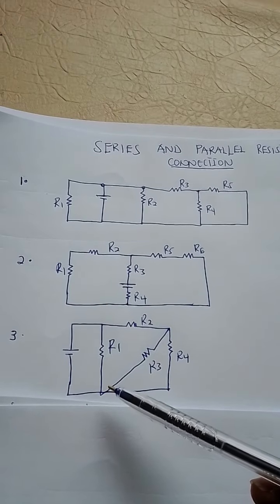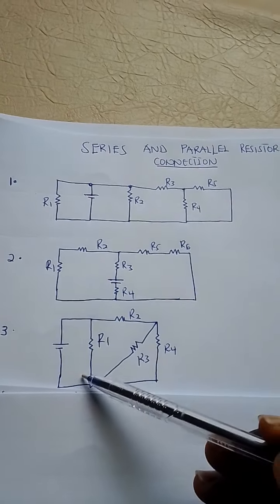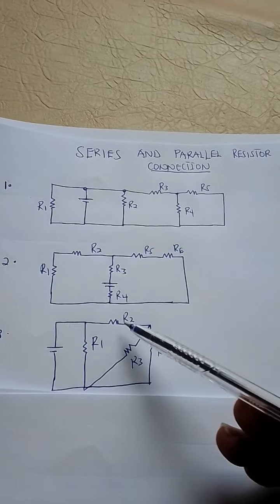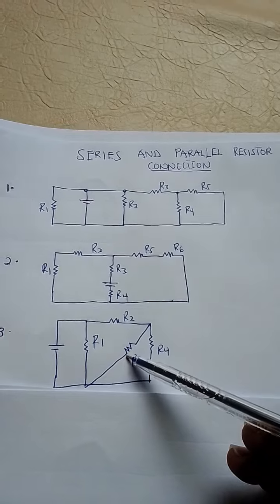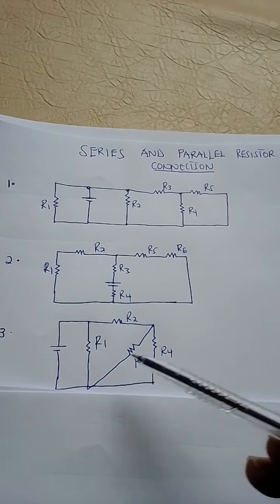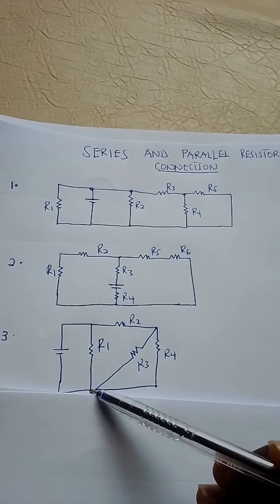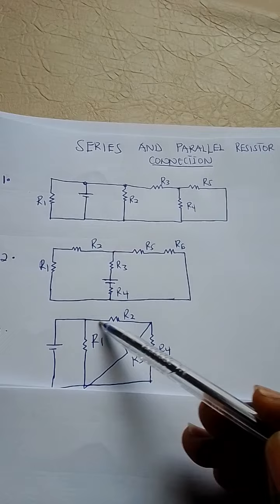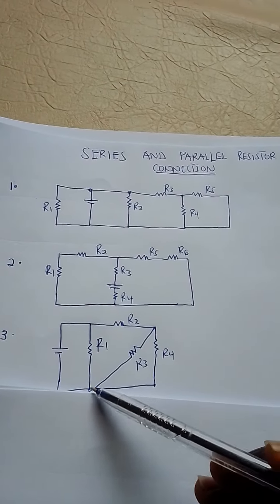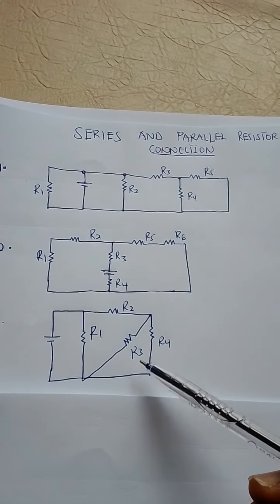For R1 and R2, if I move through their path, there is a node here, so they can't be in series. But if I move through their path, I'm meeting R3 here. So I can't move a complete path without meeting R3. Hence, R1 and R2 are not in parallel. First, the node here makes them not to be in series. Then, if I traverse through their path, I'm meeting R3 here. So I can say that they are also not in parallel. So R1 and R2 are neither in series nor in parallel.